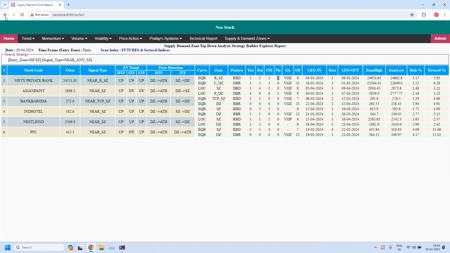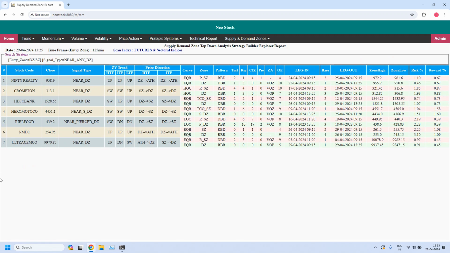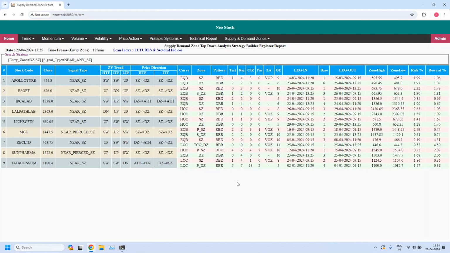So I'm going back, changing the time frame to 125 minutes. Let us find the stocks near 125 minutes demand zone. So these 7 stocks are filtered. Let me go back. For 125 minutes time frame, let us find the stocks near 125 minutes supply zone. So these 9 stocks are filtered.